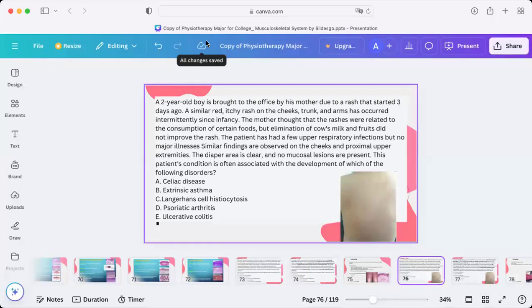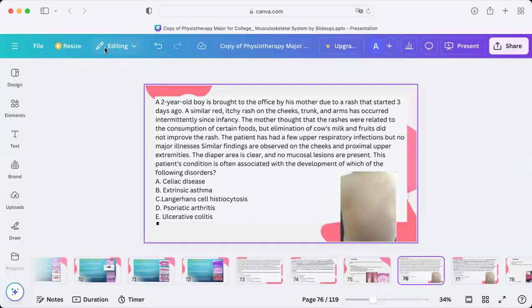Why are we thinking it's B? Good job. Why do you think it's eczema? Good job. This is a bit of a difficult question. Correct, Nasser.